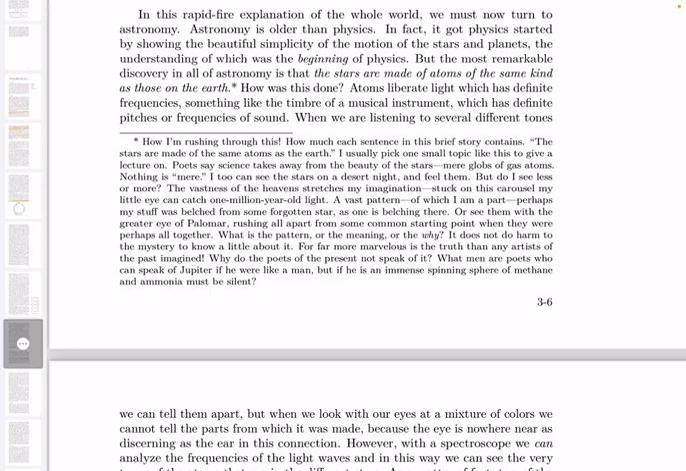It does not do harm to the mystery to know a little about it. For far more marvelous is the truth than any artists of the past imagined. Why do the poets of the present not speak of it? What men are poets who can speak of Jupiter if he were like a man? But if he is an immense spinning sphere of methane and ammonia, must be silent?